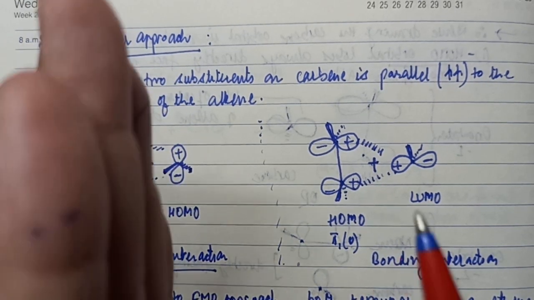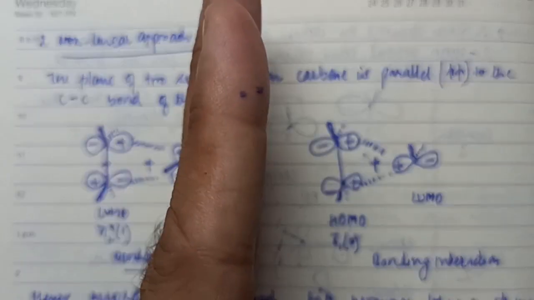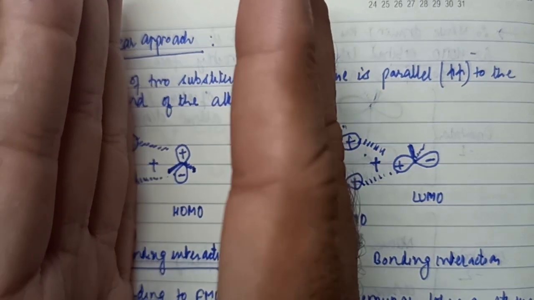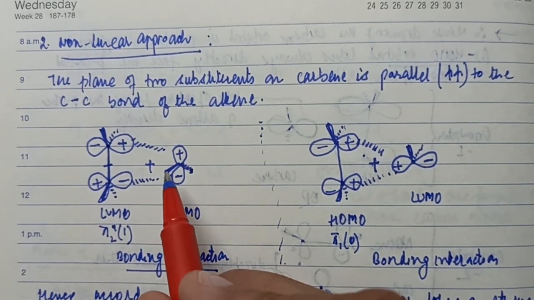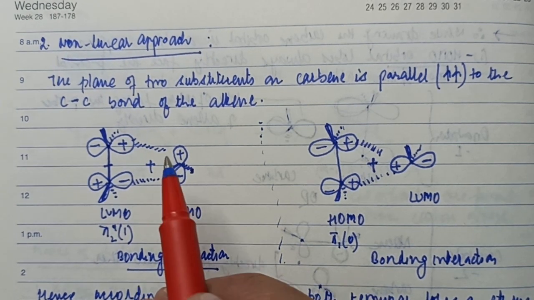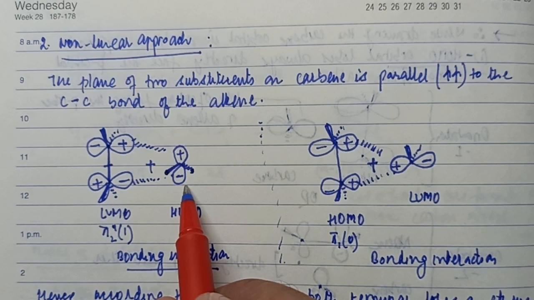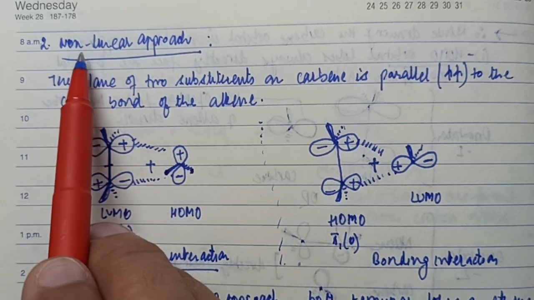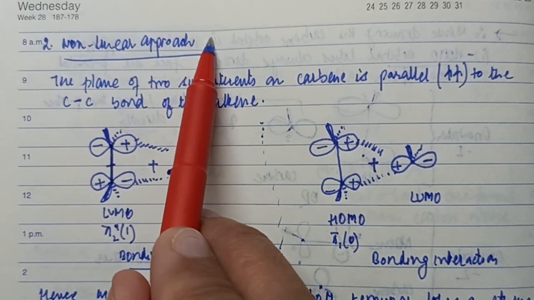So I have two bonds which are like this. They are facing, one above the plane and one below the plane. This is the carbon-carbon bond. This is the bond of the plane of the alkene. So both are parallel to one another. So if this substituent is above the plane and this substituent is below the plane, this will be the plane. The carbon-carbon single bond's plane is like this. Both planes are parallel. This orientation or this approach is called the non-linear approach.